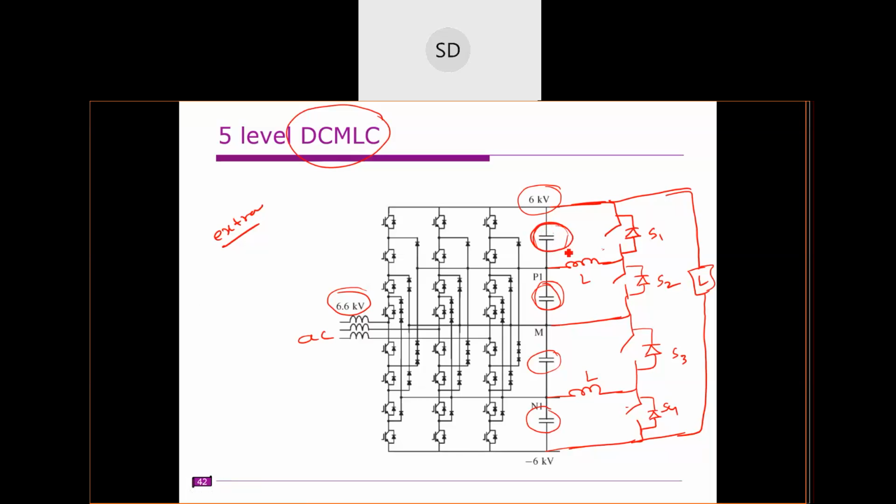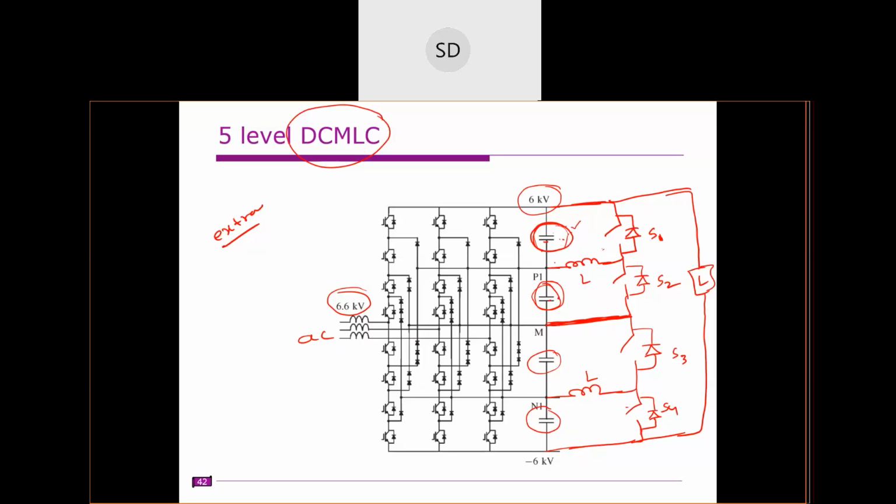For example, we are calculating the blocking voltage for this S1, and this switch is off. When S1 is connected to this point, that means this midpoint is clamped here. For example, when S2 is conducting, how much voltage appears across this S1? The top 2 capacitors appear across this switch S1. Therefore it is supposed to block 2 times the VDC, if you assume each one is VDC.